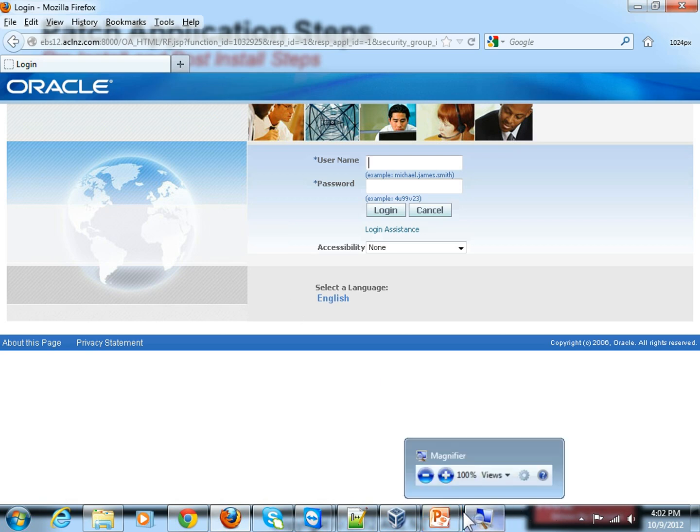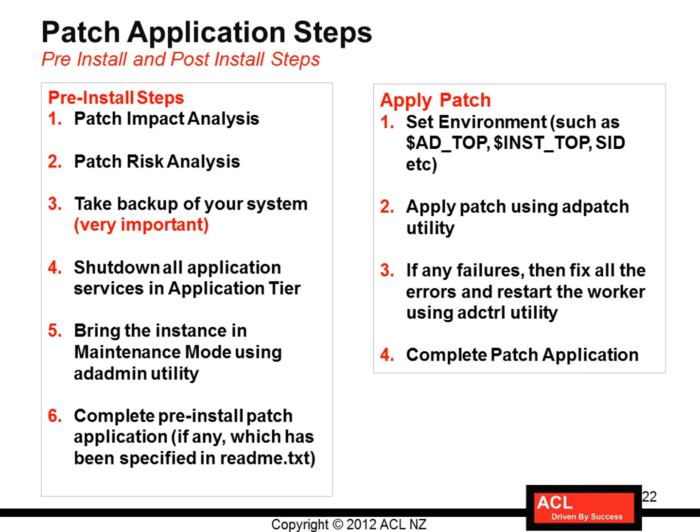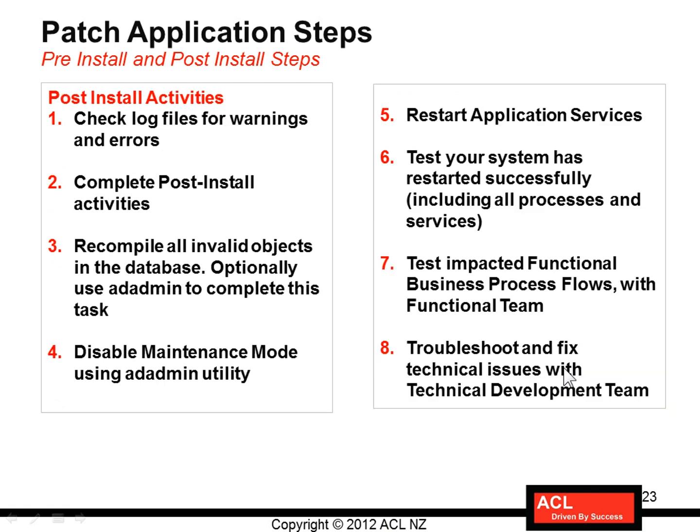Now let's go to the presentation and see what's the next step. So we have completed applying the patch. What comes next is the post install activities. You need to check log files for warnings and errors, and in our case there were no errors. Complete post install activities: in our case it was a small patch, so there were no post install activities. Recompile all invalid objects in the database. Optionally use admin to complete this task.